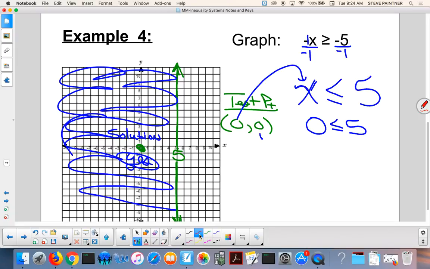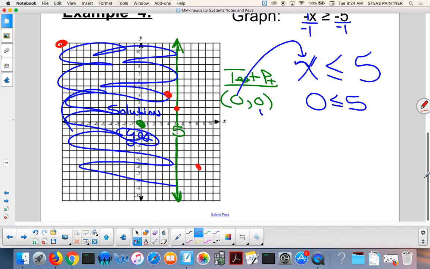Would this point be a good point to check? Could I pick that point? Sure. Could I pick this point? Yeah. Could I pick this point? Yeah, because it's on the line and the line is solid. Can I pick this point? No. If you pick that point, it won't work. All good? Oh, I think we're done.